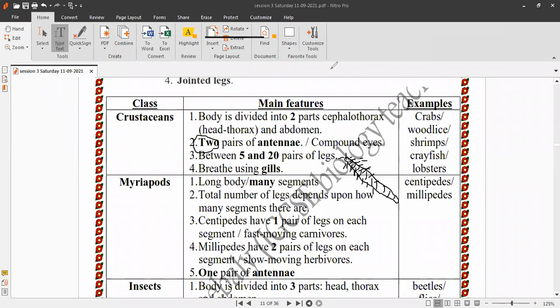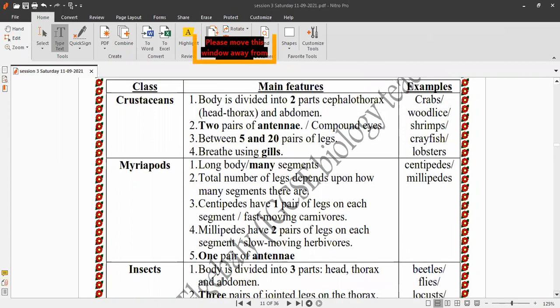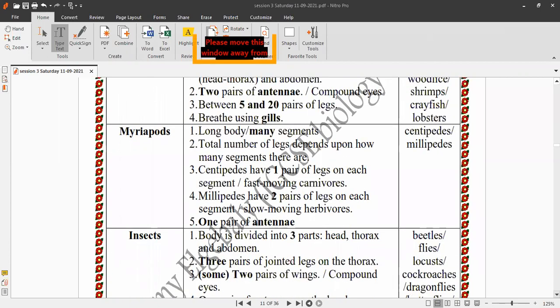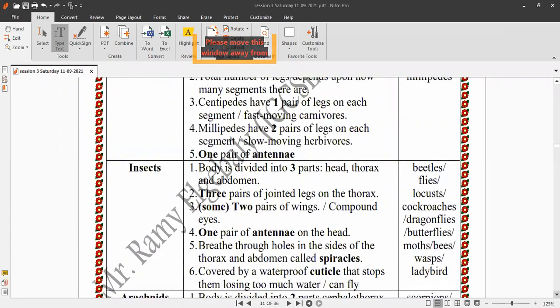Again, crustaceans: body divided into 2 parts, 2 pairs of antennae, between 5 and 20 pairs of legs, breathe using gills. Myriapods, centipedes and millipedes: long body and many segments. The total number of legs depends upon how many segments there are. Centipedes have 1 pair of legs on each segment, fast-moving carnivores. Millipedes have 2 pairs of legs on each segment, slow-moving herbivores, and 1 pair of antennae.